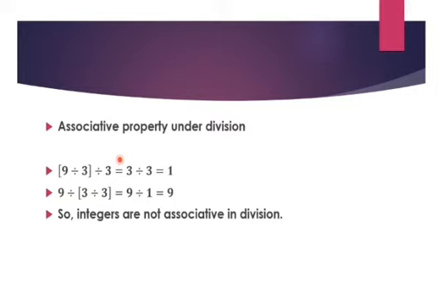And the next property is the associative property under division. If we divide 9 divides 3 is 3, and 3 divides 3, the answer is 1. We divide the first two integers: 9 divided by 3 is 3, and 3 divides 3 is 1. Now the second case, 9 divides 3 divided by 3. 3 divides 3 is 1, and 9 divides 1, the answer is 9. 9 is not equal to 1, which means associative property does not hold under division in integers. Integers are not associative in division.